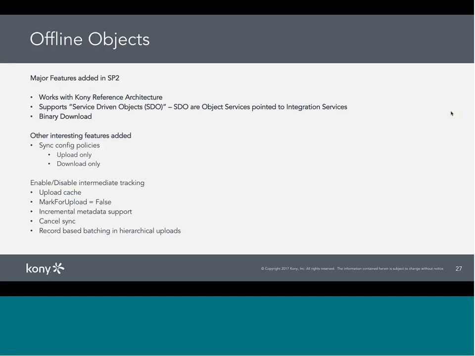Another interesting feature is a sync config policy, so that you can only upload records or only download records. You don't have to do both upload and download; you can choose to set only one of them. You can also choose to enable or disable intermediate tracking. For example, say I'm working on a work order, it's not complete yet, and I don't want to synchronize it. I can disable it, marking upload false for that particular record, so that it is not synchronized but the other records are. So I can use such policies.